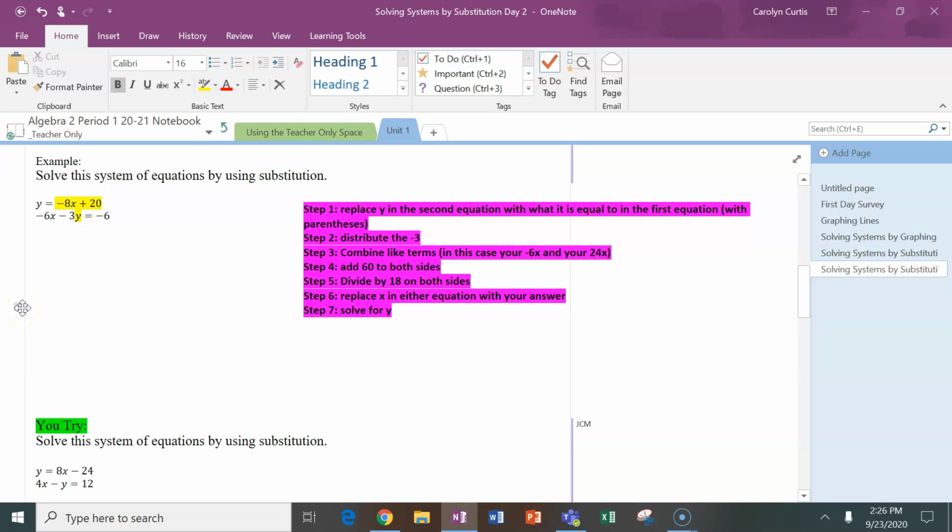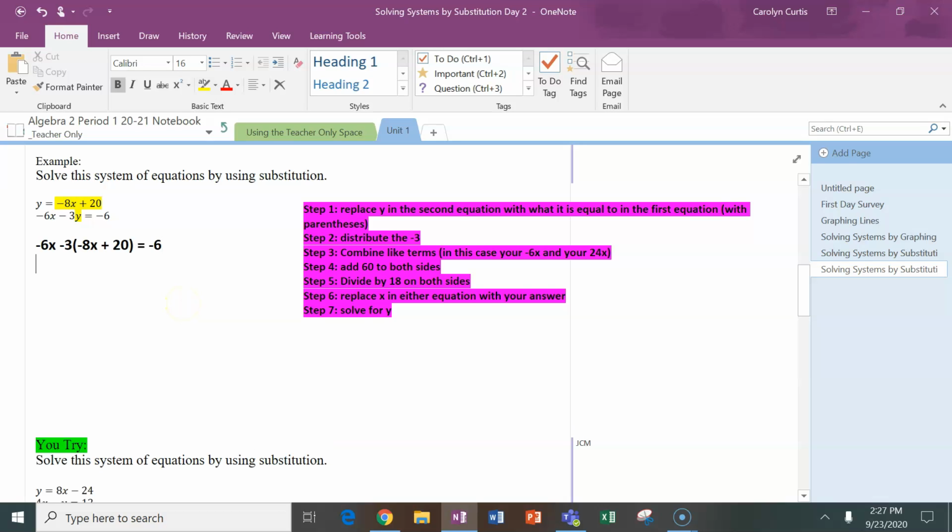So I'm going to go ahead and go through the problem now. I'm going to write the second equation, negative 6x minus 3, and then put parentheses, and then your negative 8x plus 20. And then you've got to finish the equation, and it says equals negative 6. I put parentheses because, like I said, you are going to have to distribute that negative 3. So step 2 is distribute the negative 3. So that means I'm going to take this negative 3 and multiply it to both terms inside the parentheses.